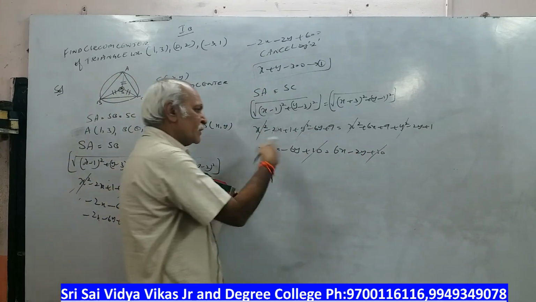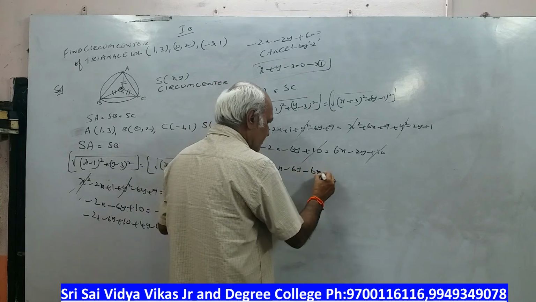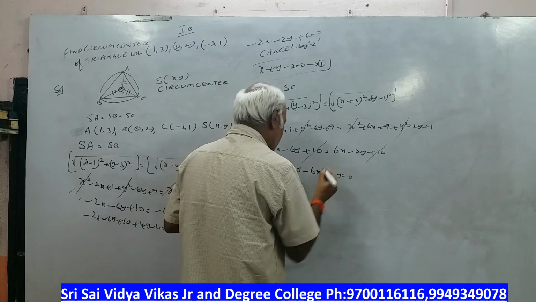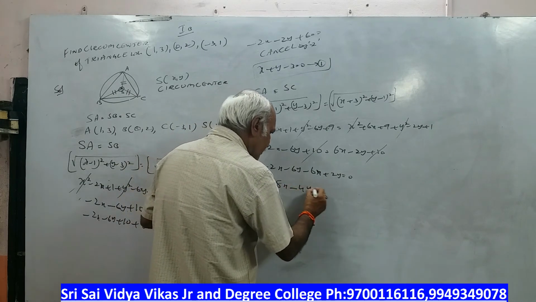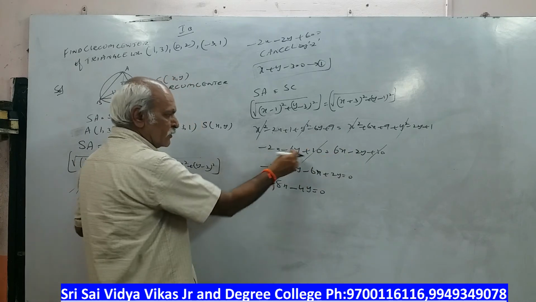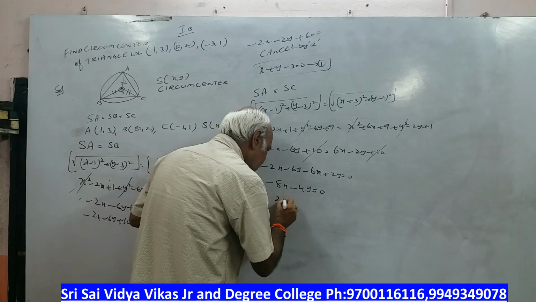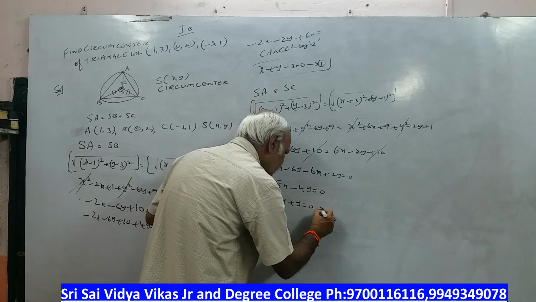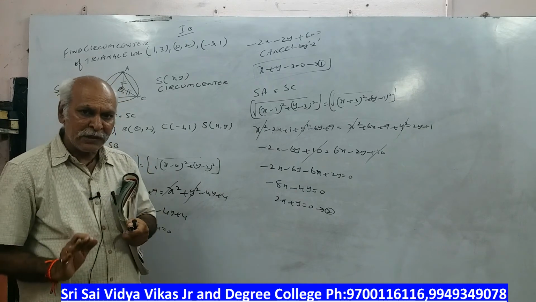Okay, so what will happen? Bring the terms this side. Minus 6x plus 2y is equal to 0. So this becomes minus 8x minus 4y is equal to 0. Minus 8x, if I bring the term this side, it becomes minus 8x minus 4y is equal to 0. Cancel with the minus 4, 2x plus y is equal to 0. Second equation. Now observe here, what I am doing is, I am not using the cross multiplication method.